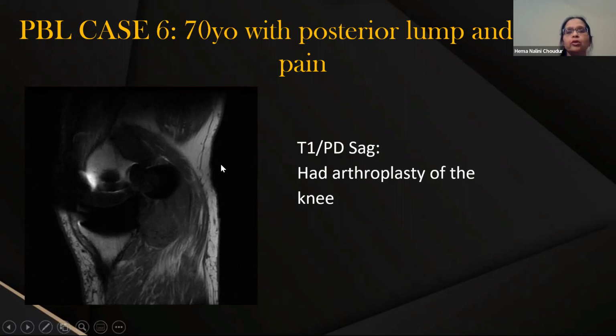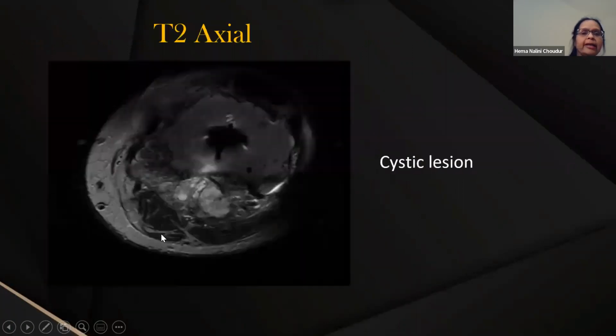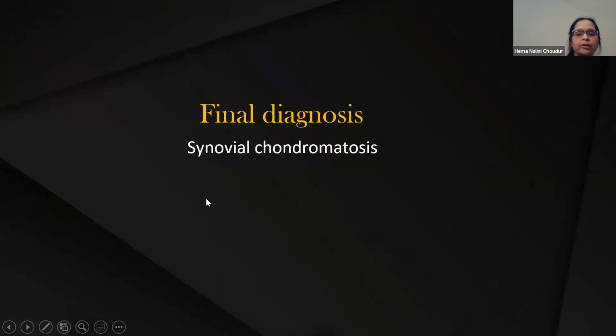Here is a 17-year-old. I'm going to slightly older age groups: posterior lump and calf pain. He had arthroplasty, and you can see that there is some amount of soft tissue lesion here in the area. Despite the metal artifact, you can see it. In the axial plane, you can see that it has a slightly bright component to it. And this lesion was biopsied, showing synovial chondromatosis presenting with calf pain.